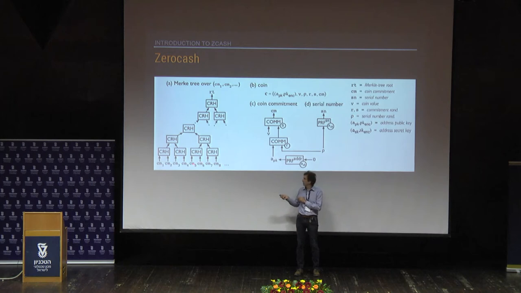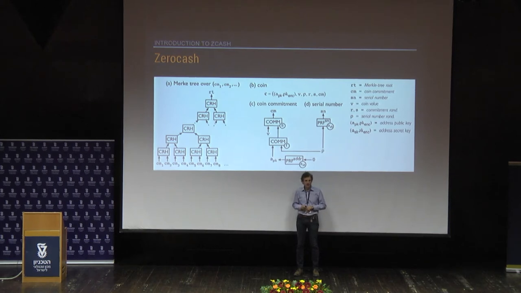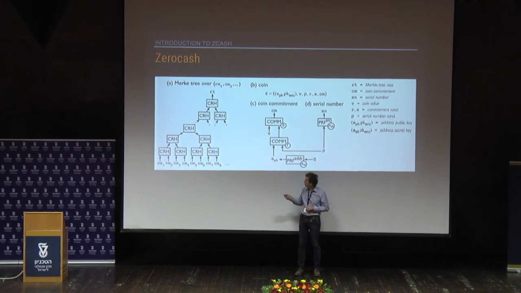in order to spend a coin, what we need to do is prove that we're the owner of the coin, who knows the secret key to one coin, without revealing which coin we own. That's how to do privacy and spend money.